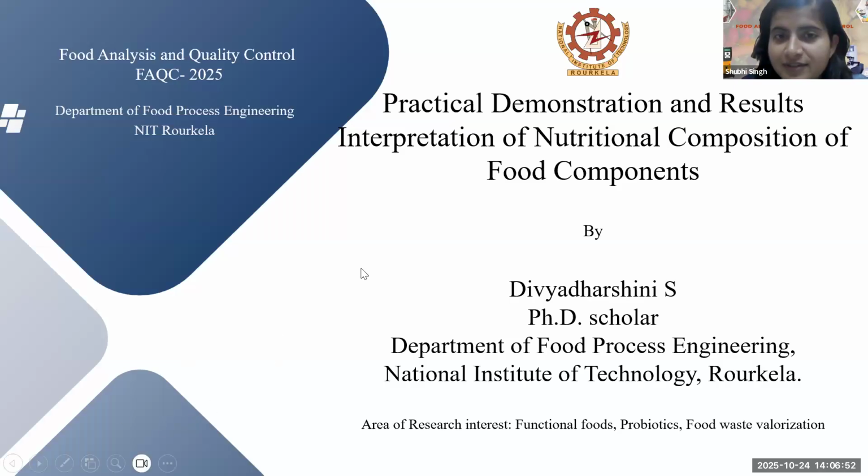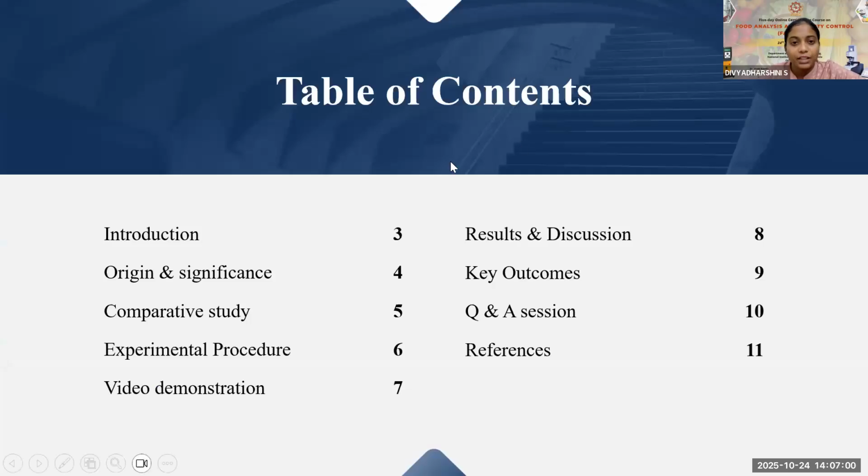Good afternoon, everyone. I have started. With the table of contents, these are the things I want to discuss with you today. Starting with introduction, origin and significance, what is proximate analysis, what is macronutrient composition, and a comparative study between the methods. I have clarified the most common methods we have studied, then the experimental procedure, video demonstration, results and discussions, and key outcomes. I have created a summary table also, and a question and answer session.